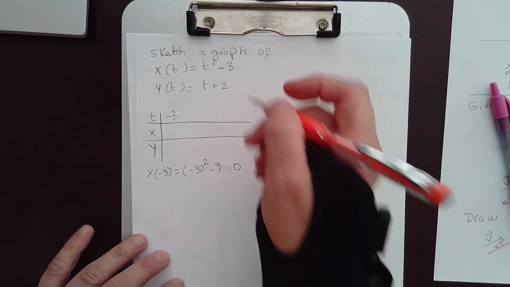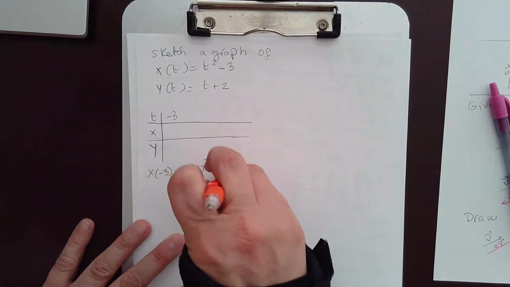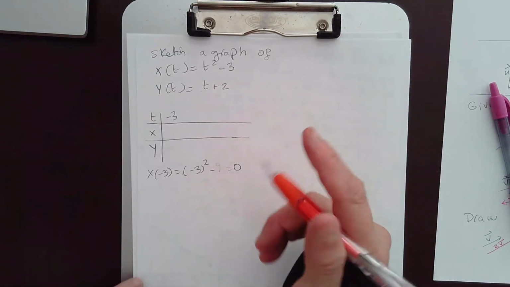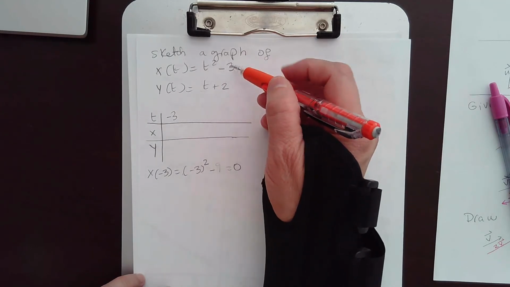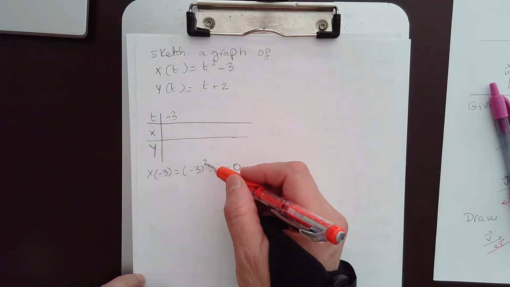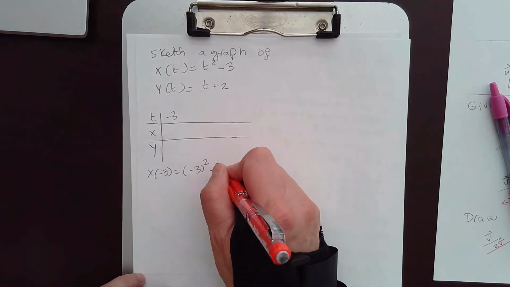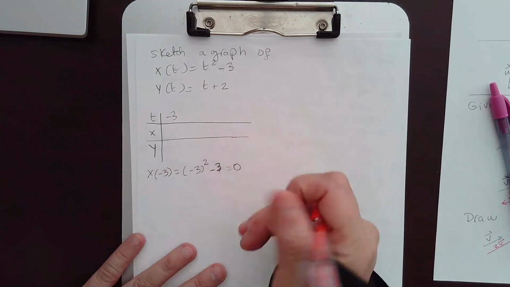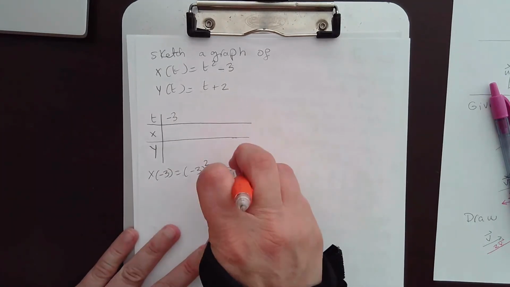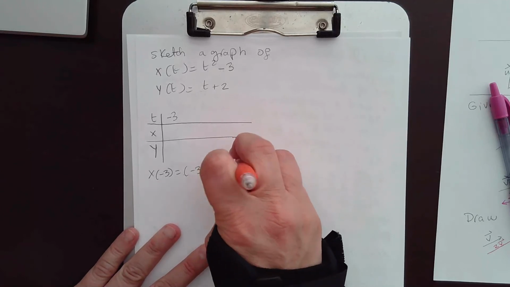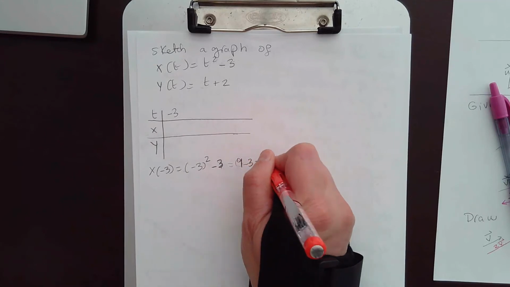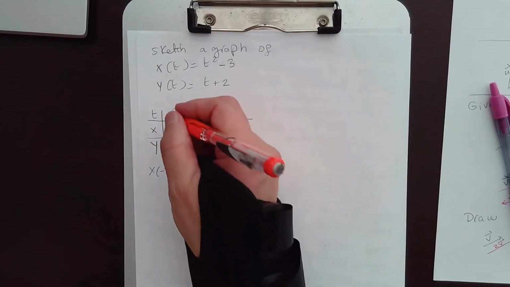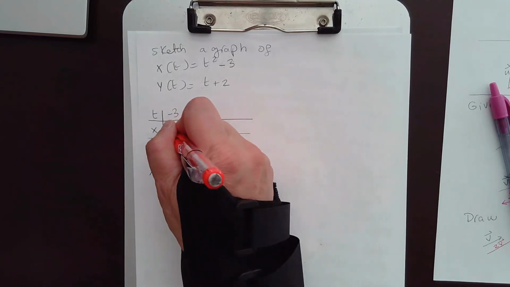Oh, I'm sorry, I wrote down the wrong value. Sorry about that. Negative 3 squared minus 3. So negative 3 squared is 9, minus 3, which is 6. When t is negative 3, x is 6.